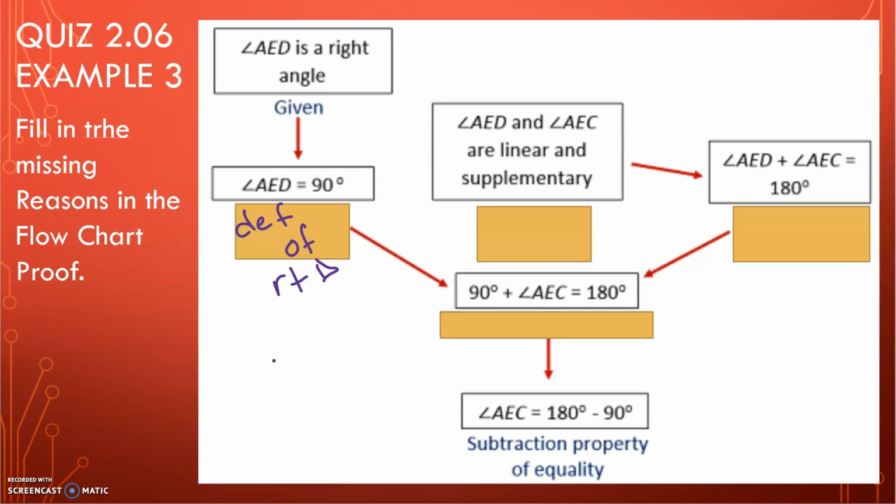Okay, the next one, angle AED and angle AEC are linear and supplementary. Well, linear pairs are supplementary. That's from the linear pair postulate.